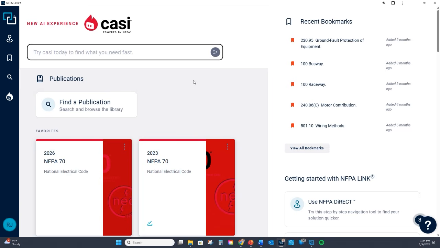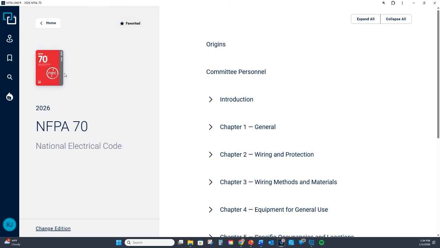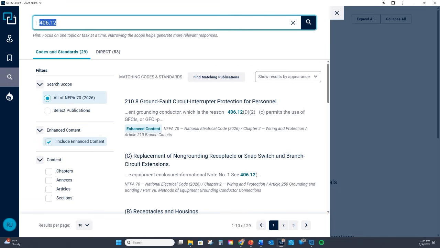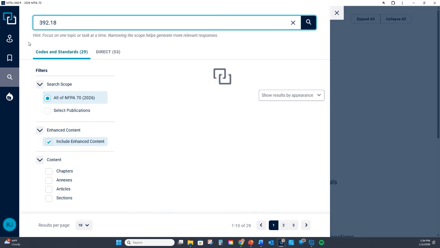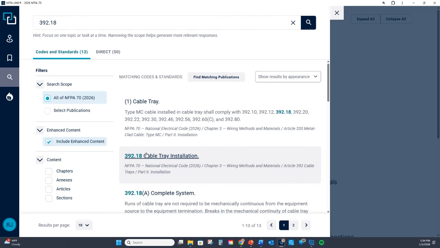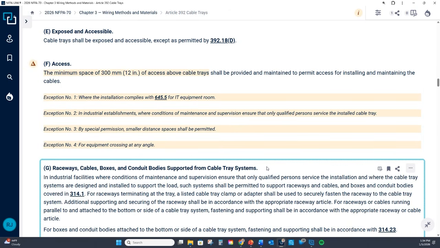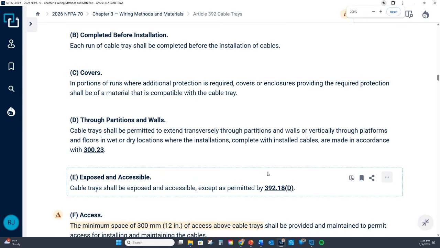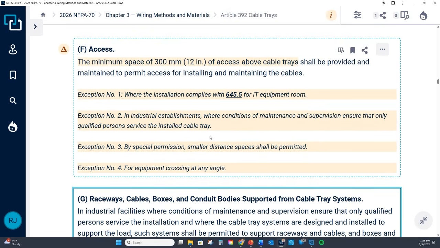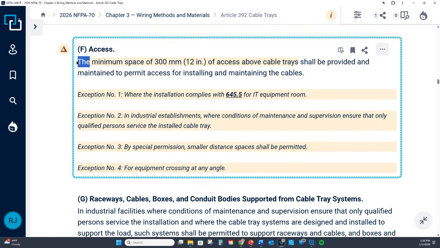All right, so we're in NFPA LiNK, and we're going to open up the 2026 NEC, and I'm going to search 392.18. Cable trays, there we go. And we'll scroll down to the letter F. Why don't I move that, make it a little bit bigger, and I'll hit Control plus to make it even bigger still. So the minimum space: a minimum space of 12 inches of access above cable trays shall be provided and maintained to permit access for installing and maintaining the cables. Okay, need 12 inches above the cable tray, fine.